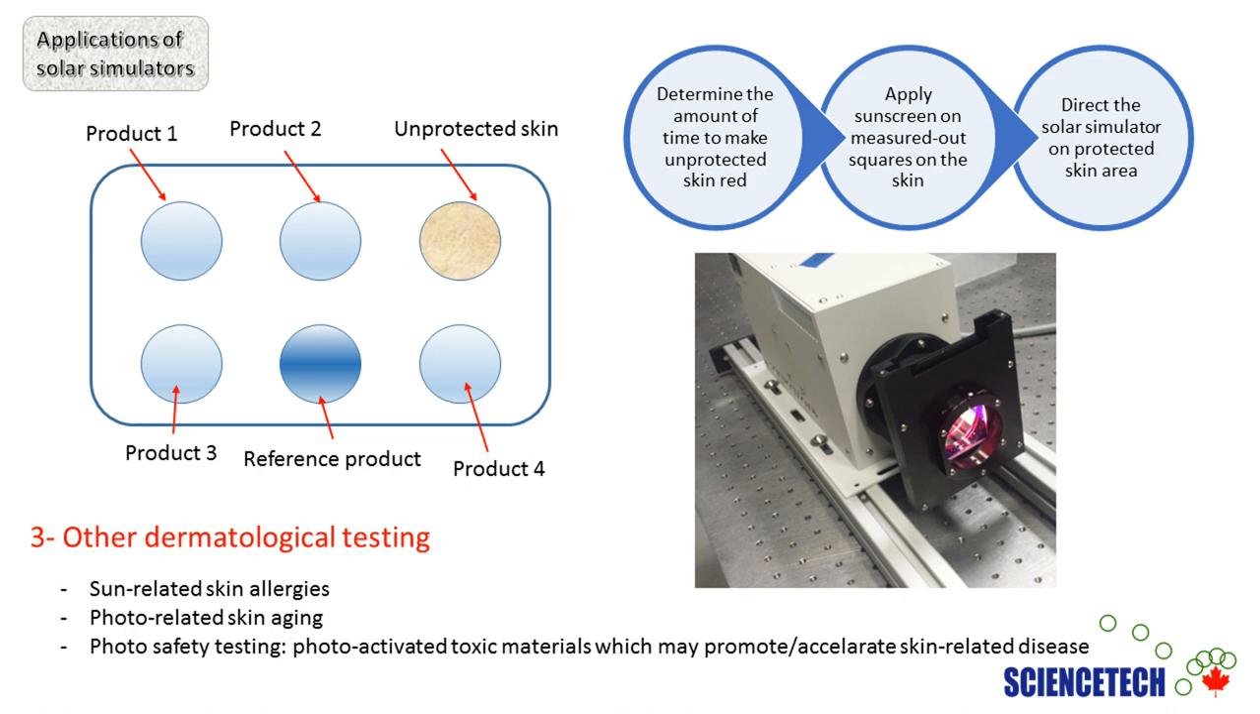The test is done by first determining how long it takes to redden unprotected skin. Then sunscreen is applied on the measured out area on the skin, and it is once more exposed to the solar simulator. Solar simulators are integral to other dermatological testing, such as sun-related skin allergy reaction testing and photo safety testing, such as photoactivated toxic materials testing.